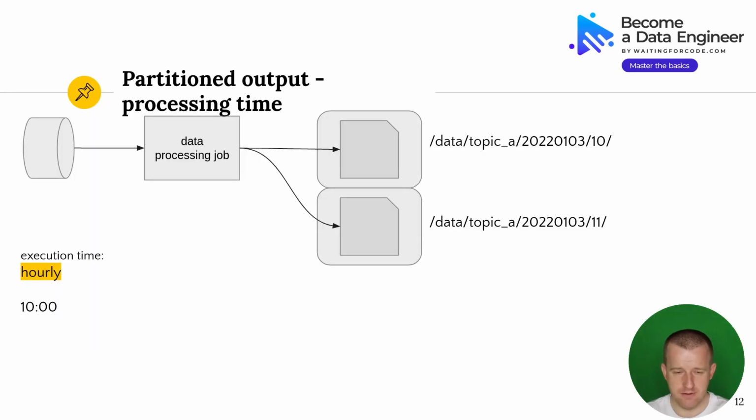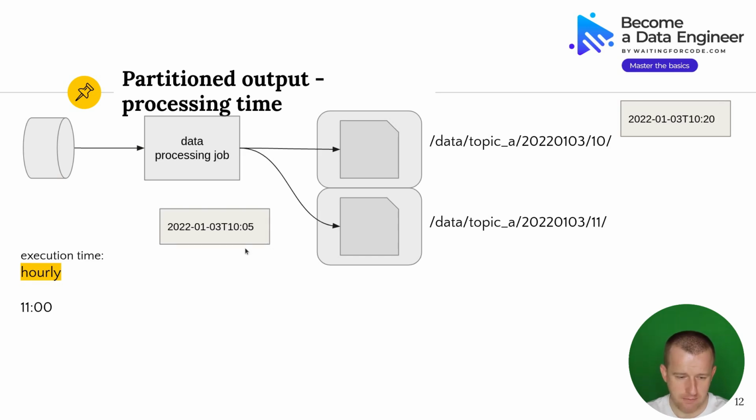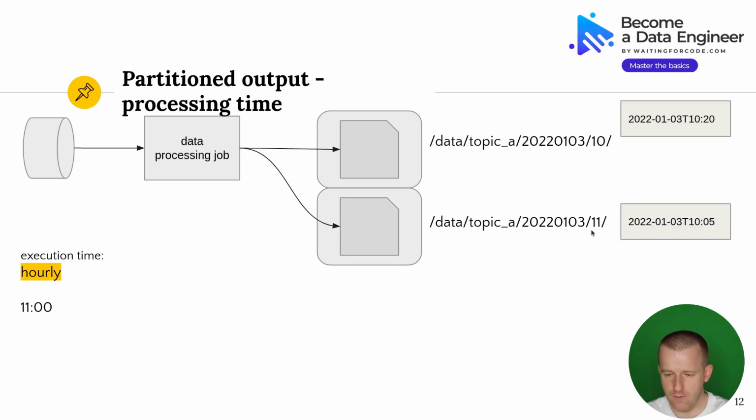So here we have an example for processing time partitioning. We are at 10 o'clock, and the data for 10:20 will be written to the 10 o'clock partition. But for another record, when we, for example, are already at 11, data for 10:05 will be written to the partition with 11 o'clock, because this partition value corresponds to the real time, to the processing time.